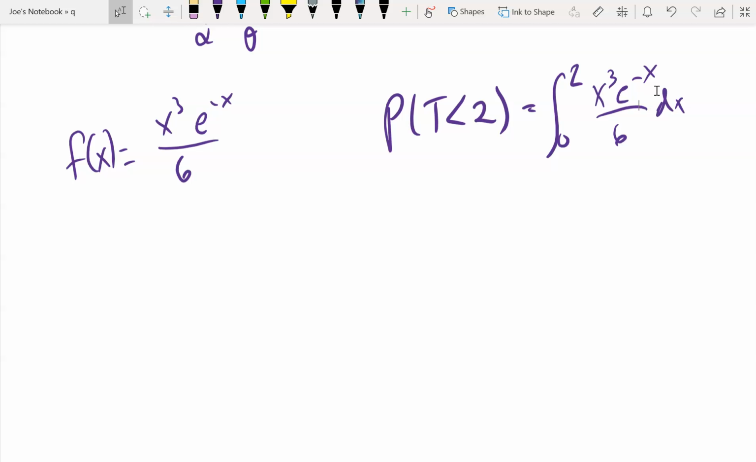All right. So the chi-squared distribution, remember again, is a special case of the gamma distribution where the theta value is equal to 2, right? And the alpha value is r over 2.